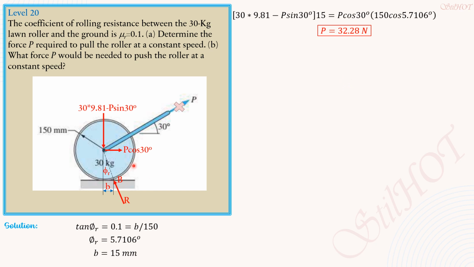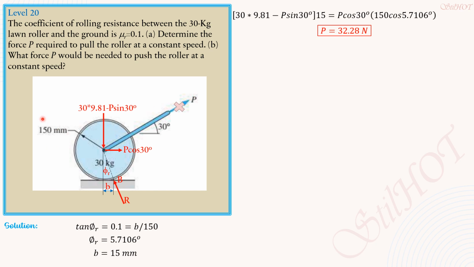Then for the second part, the force P that would be needed to push the roller at a constant speed. If the roller is pushed, so this is the direction, the vertical force acting at the center would now be 30 times 9.81 plus P sine 30 degrees. The horizontal component is still P cosine of 30 degrees, and this is still the point where R acts.